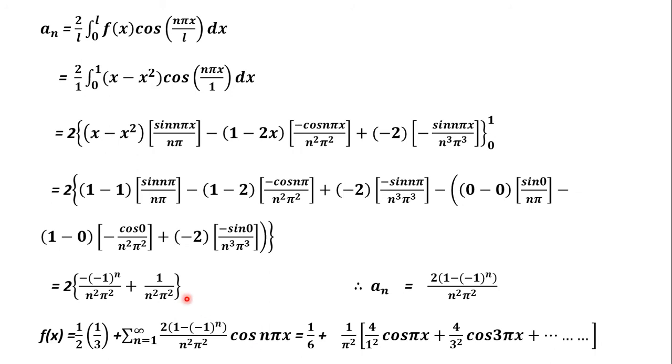Now we calculate a n. a n is equal to 2 by L integral from 0 to L f of x into cos n pi x by L dx. Now we substitute the value of L and f of x. So it is 2 into integral from 0 to 1 x minus x square into cos n pi x by 1 dx, that is cos n pi x. Now we apply the integration by parts rule, the generalized rule.